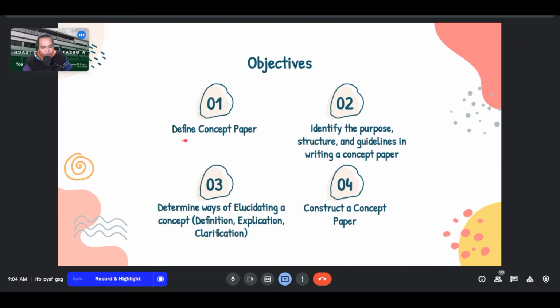The first objective is, of course, to define and describe what a concept paper is. Next is to identify the purpose, the structure, and the guidelines of writing a concept paper. And the third, we have to determine ways of elucidating a concept. When we say elucidating, this is expanding upon, clarifying, or explaining a certain concept. Next, we're going to try and construct our own concept papers. Now, with those objectives in mind, let's go on to our lesson.